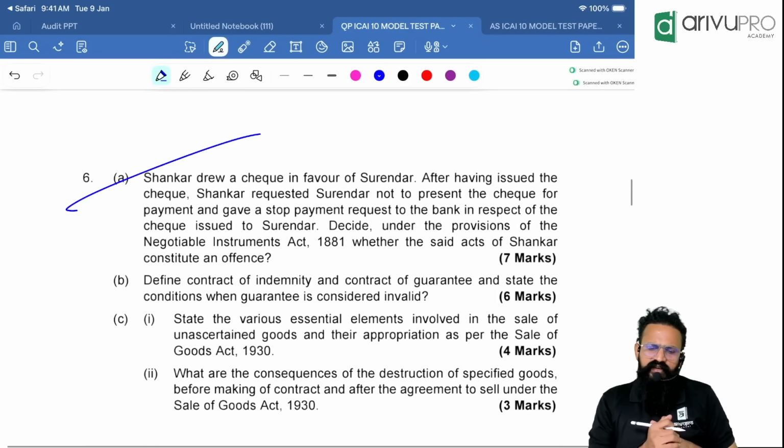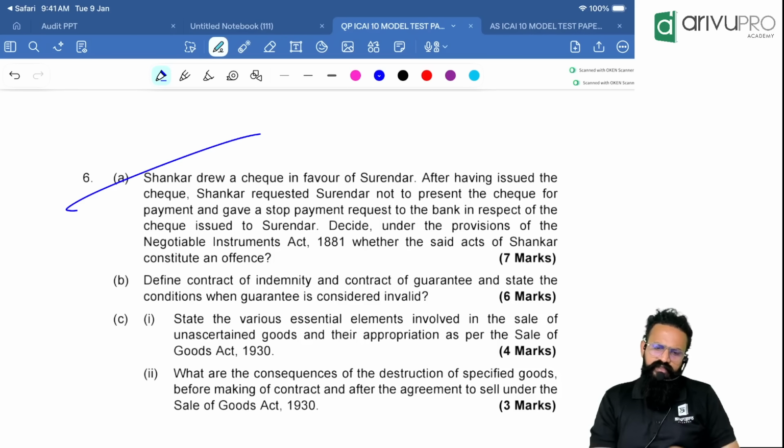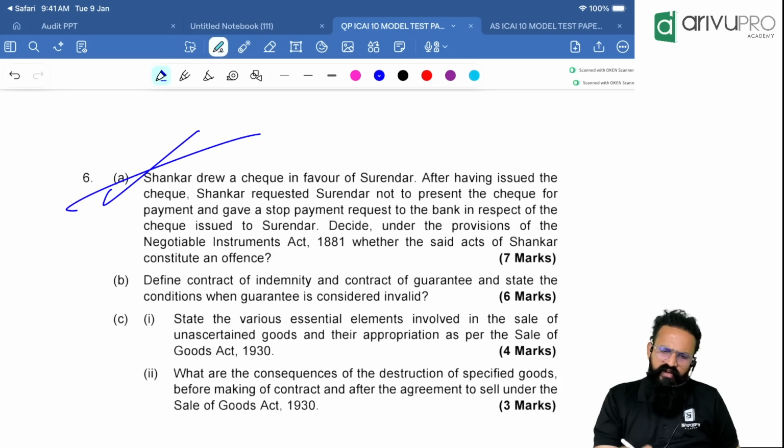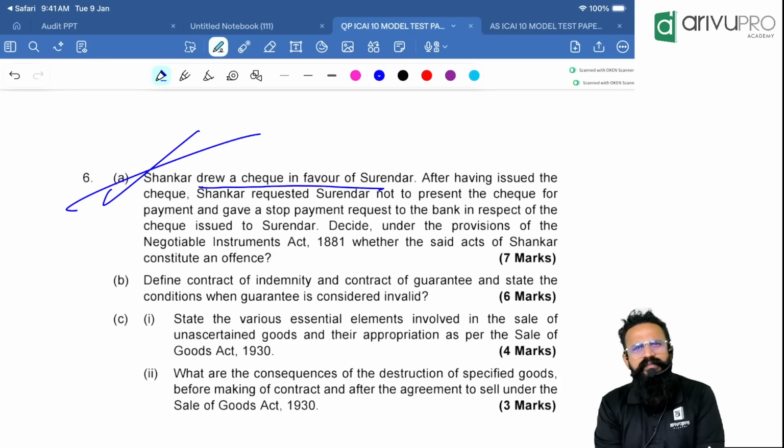Shankar drew a check in favor of Surender. After having issued the check, Shankar requested Surender not to present the check for payment and gave a stop payment request to the bank. People, as long as it is not a gift, if it is for a legally enforceable debt, then yes, it is Section 138. Again, it is coming under your check bounce case.